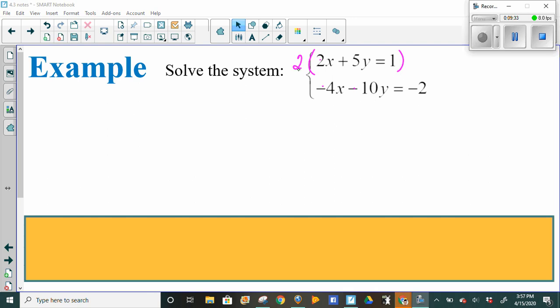All right, and the reason I chose 2 is because I can multiply this 2 by this 2 and get this 4. So the goal is to always get the same number, okay? So when I multiply across, I'm going to get 2x plus 10y equals 2. So then sorry, this is a 4, not a 2. 2 times 2 is 4. 2 times 5 is 10. 2 times 1 is 2. So this is a 4. That's a terrible 4. So our other equation is negative 4x minus 10y equals negative 2.